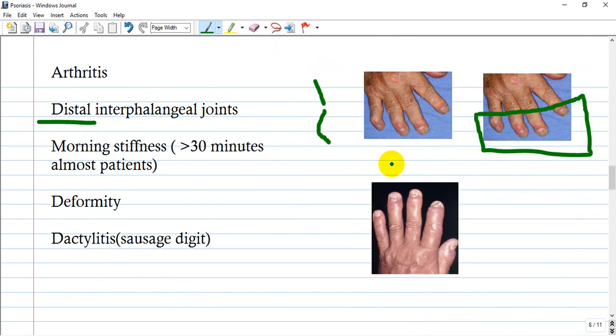Arthritis, a characteristic arthritis. As you know, this picture is similar to dermatomyositis, but pay attention, in dermatomyositis you can see only velvet color, but not deformities of the distal part of the phalanges. So morning stiffness more than 30 minutes, deformity of the distal phalanges, and dactylitis, like a sausage digit. You can see this on an X-ray.